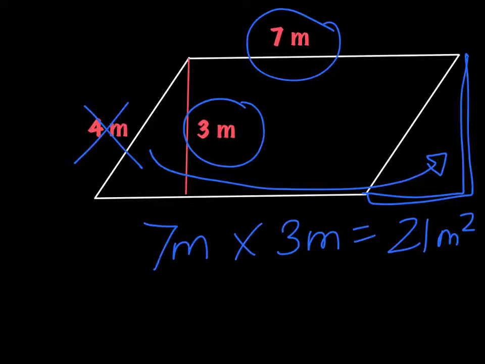So that's it. So when I have a parallelogram, basically what we've discovered is the formula for it is exactly the same as a rectangle. So if you can remember how to find the area of a rectangle, then you know how to find the area of a parallelogram. Just don't get tricked by that decoy measurement.